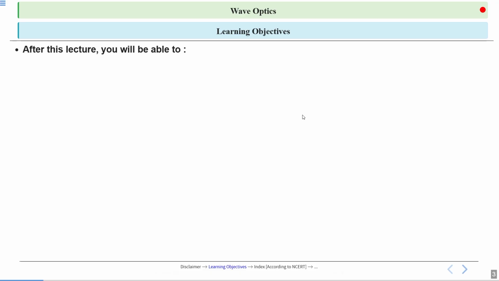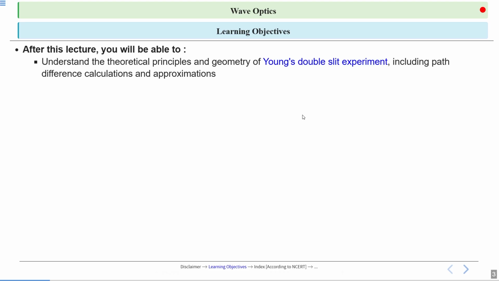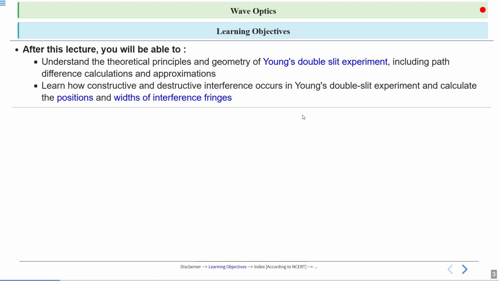So after this lecture you will be able to understand the theoretical principles of the geometry of Young's double slit experiment. We focus on understanding the path difference, calculations and approximations. This is important because the path difference determines the type of interference pattern we observe.